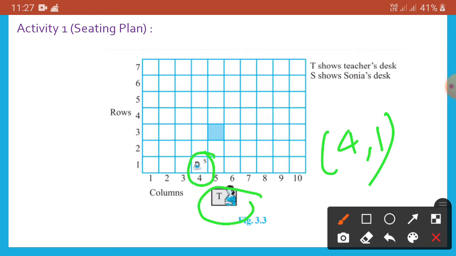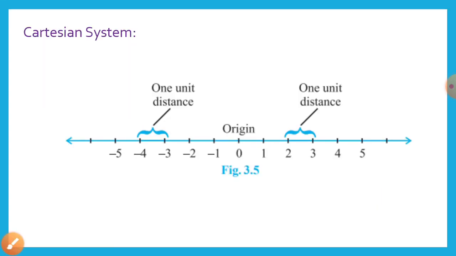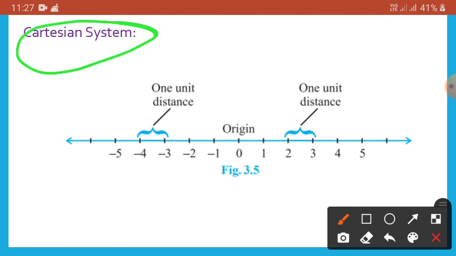The system used for describing the position of a point in a plane is known as the Cartesian system. You have to learn it. So what is the Cartesian system? The Cartesian system is the system used for describing the position of a point in a plane.